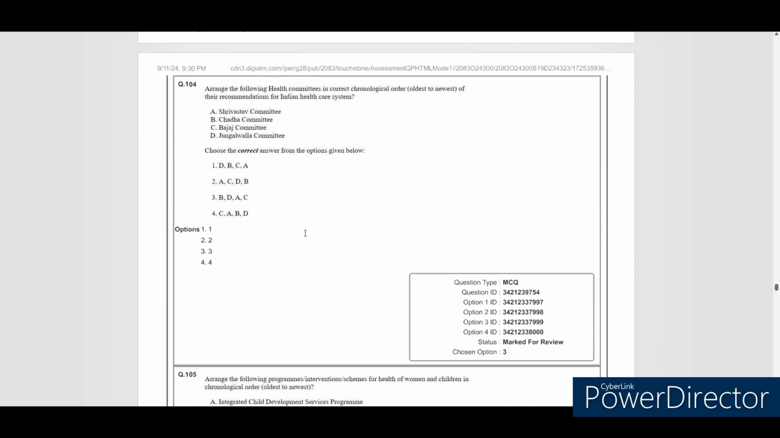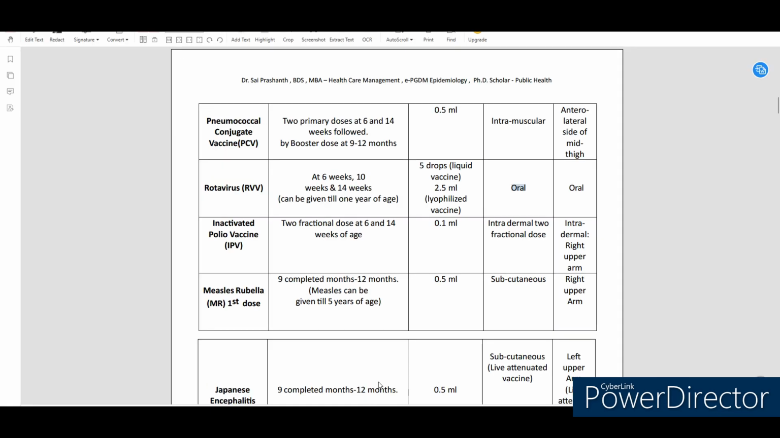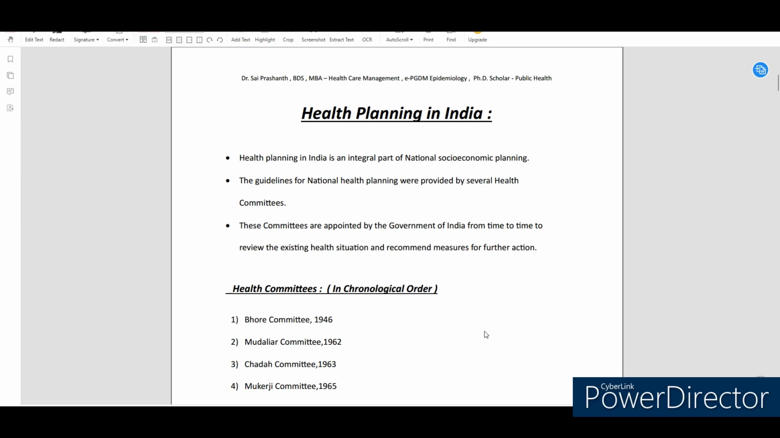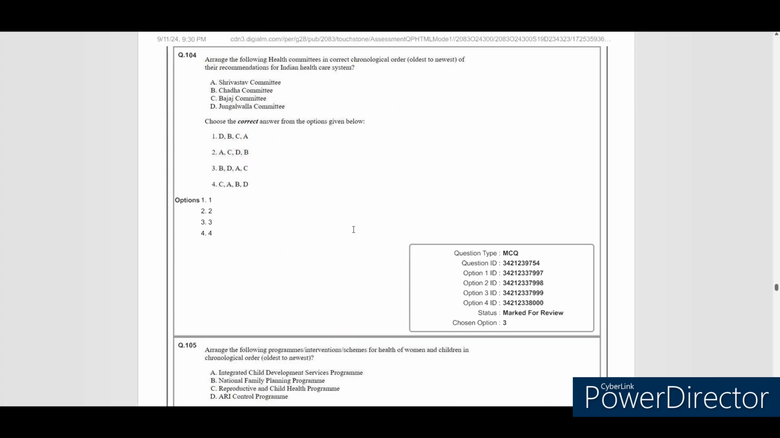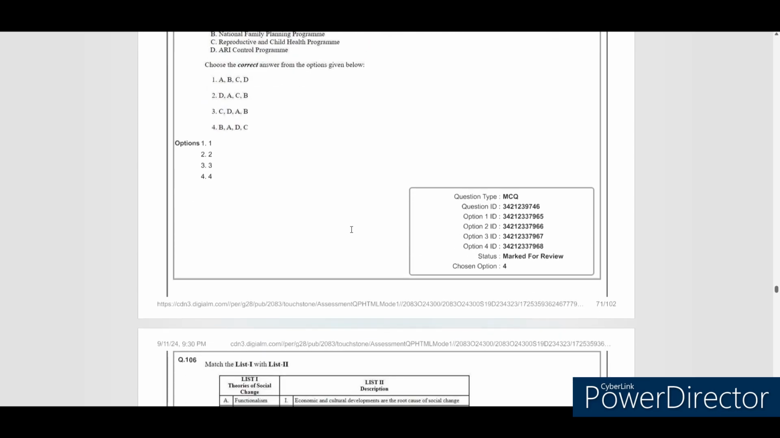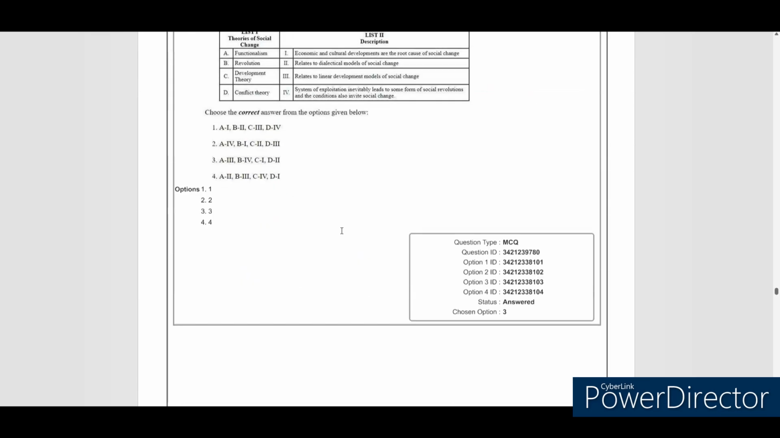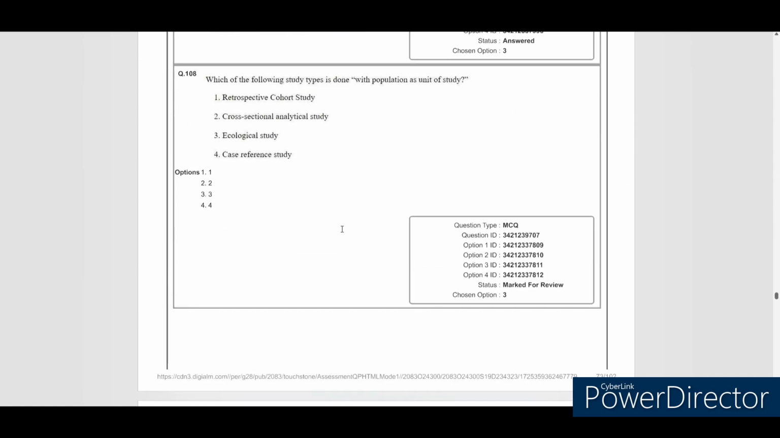And coming to question number 104, which is a very direct question, I will go back to my notes. Okay, you can see the committees in chronology. Just try to remember this and you can answer these types of questions very easily. Now coming to question number 105, I'll skip this for time being. Question number 106 also I'll skip for time being in first attempt. Question number 107 also.